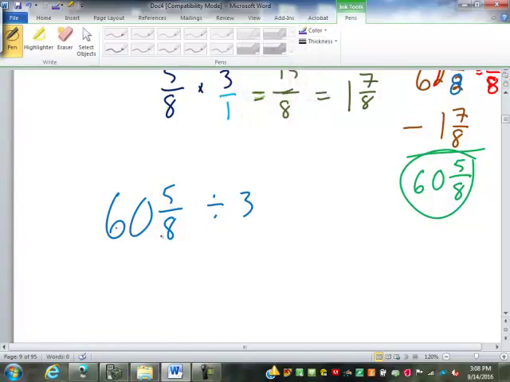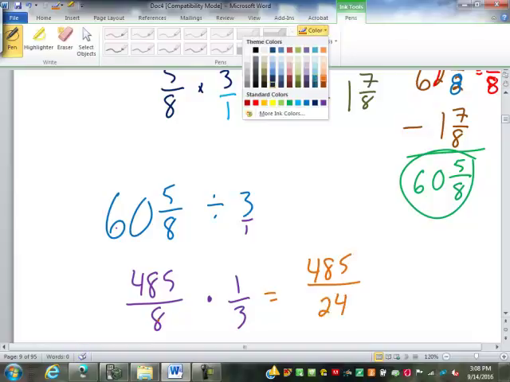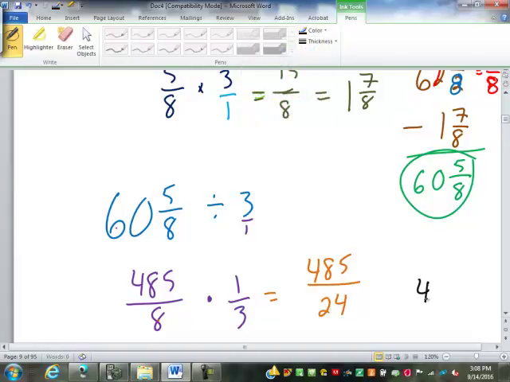If you're using the calculator again, it's not a big deal, but let's do it by hand. 60 times 8 is 480, plus 5 is 485 over 8. Dividing by 3 over 1 is going to be times 1 over 3. 485 times 1 is 485. 8 times 3 is 24. So 485 divided by 24.